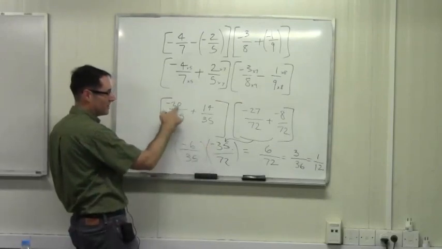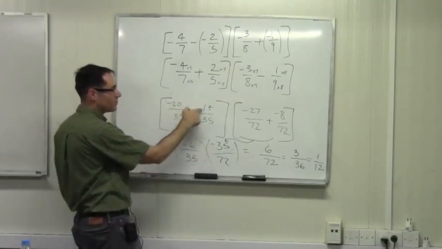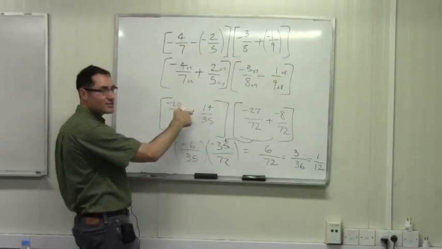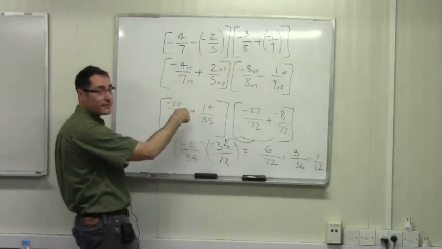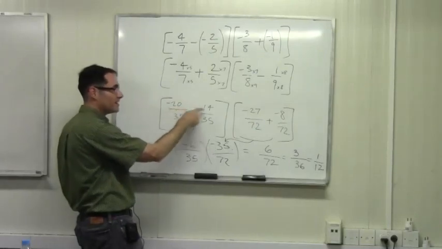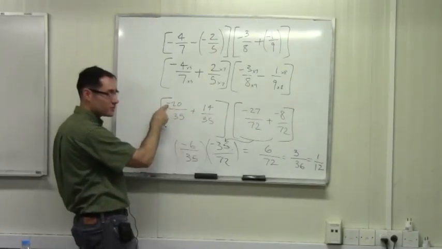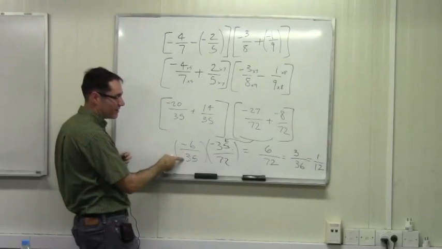And this one ended up being negative 20 plus 14. If they're different signs, you subtract the absolute values. And then the sign is the one of the bigger one. So 20 minus 14 gives you 6. It's negative because the negative 20 is the biggest one. Negative 6 divided by 35.